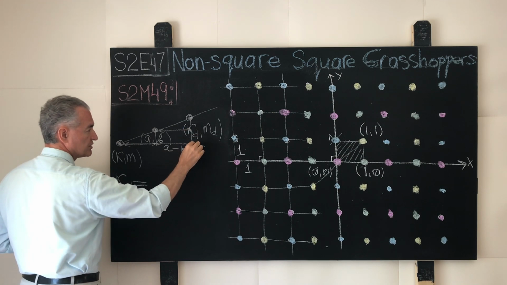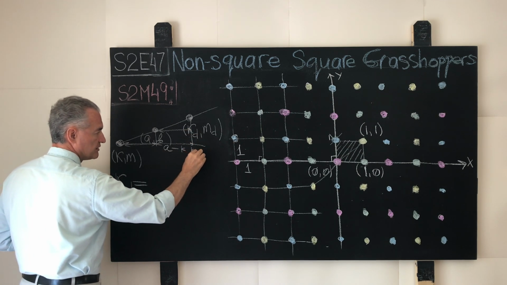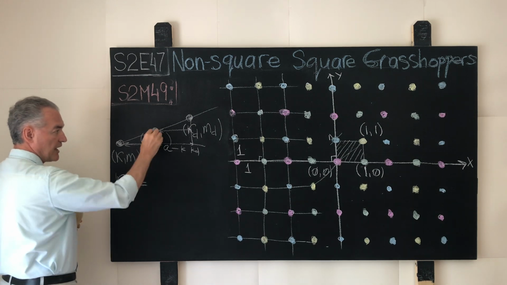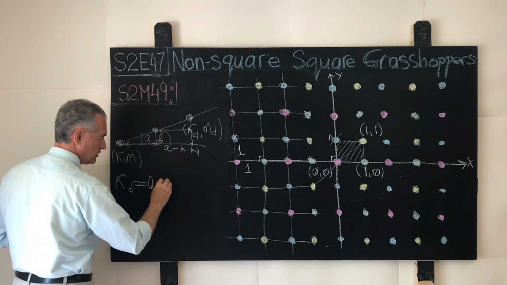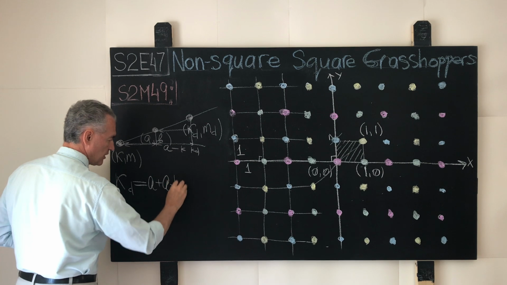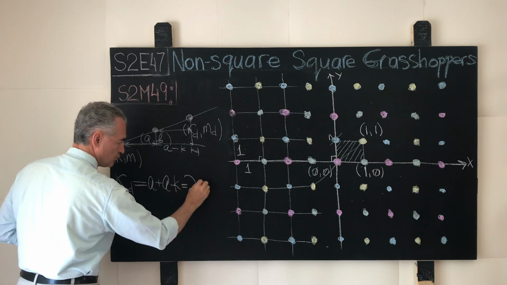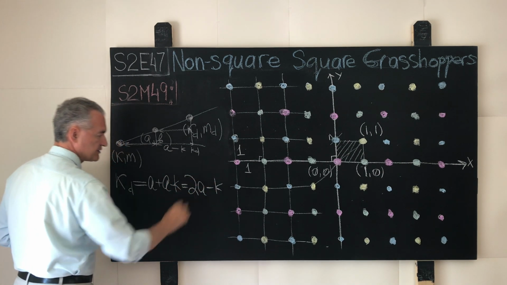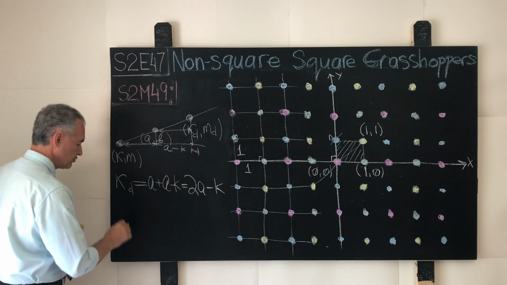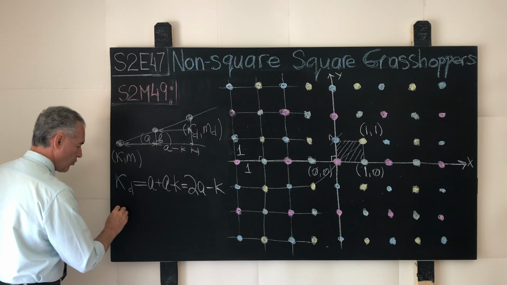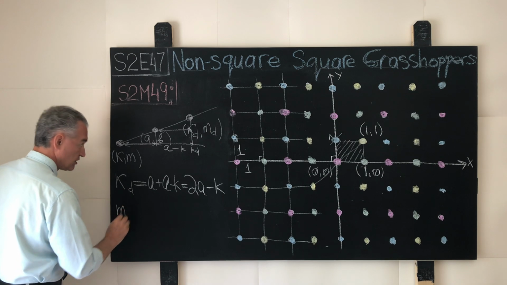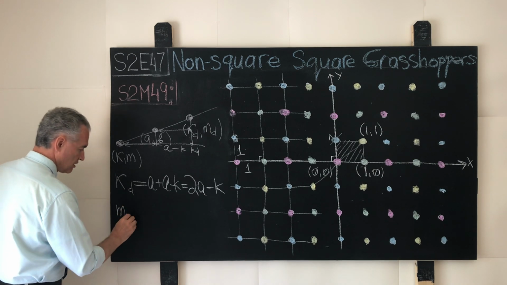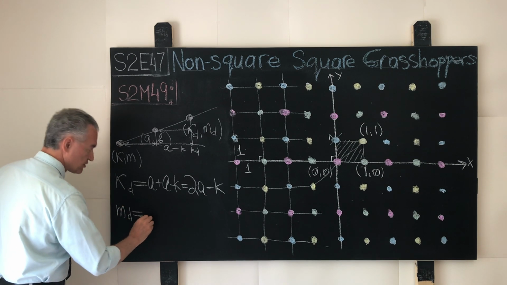And then what is the kd component here in this case? Well, a plus a minus k, which is 2a minus k. This is all there is to it. And what is the y component? The vertical component md of the destination point.